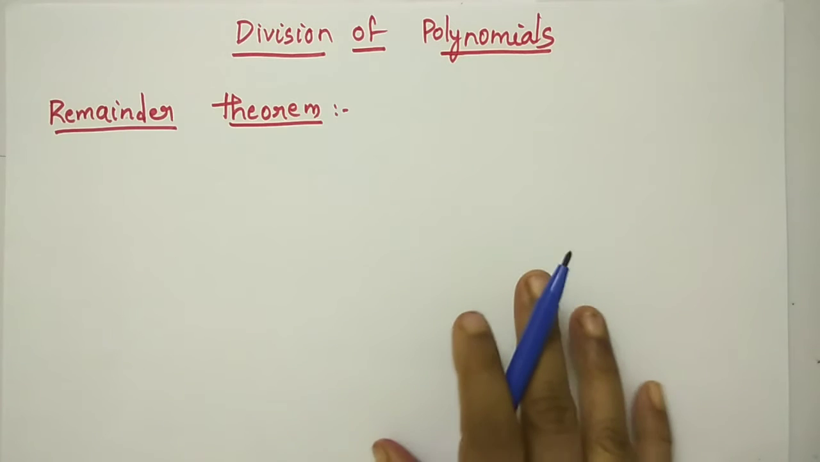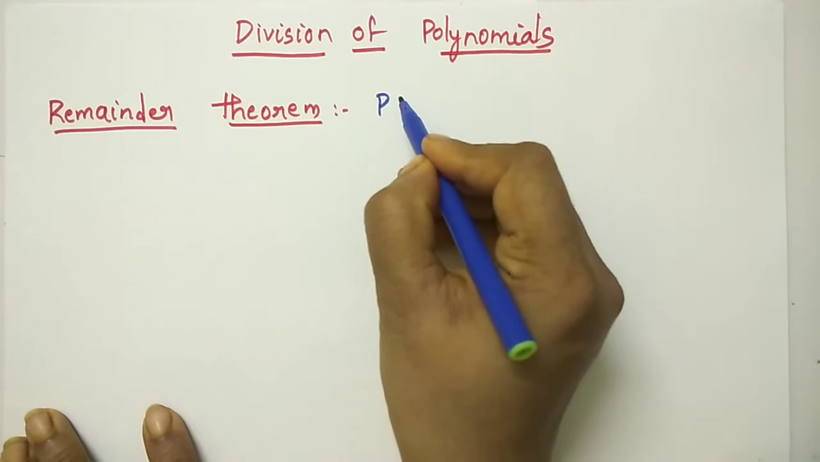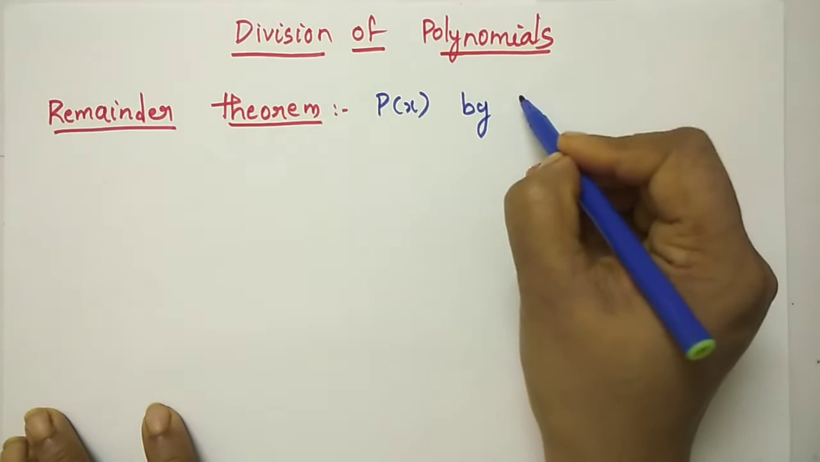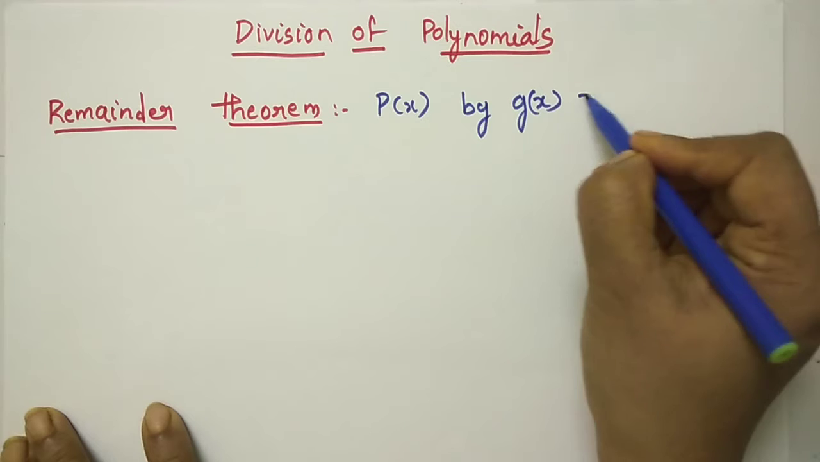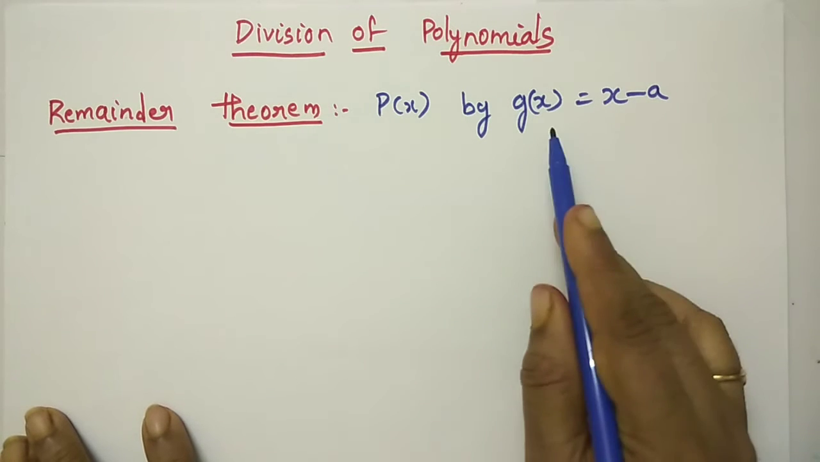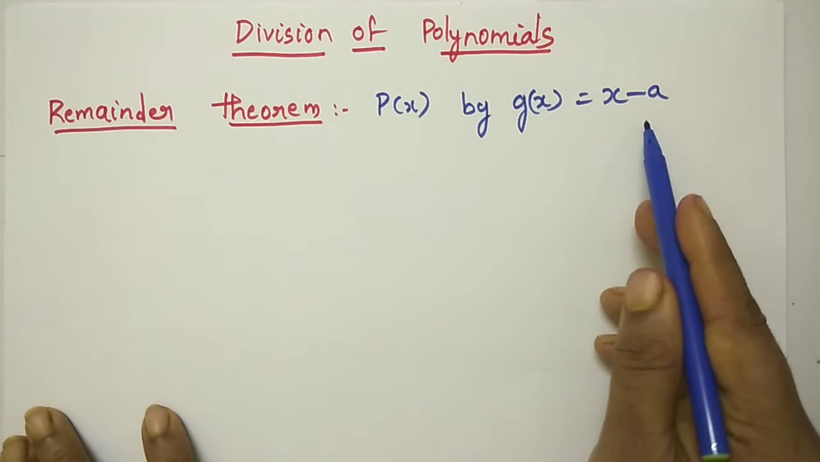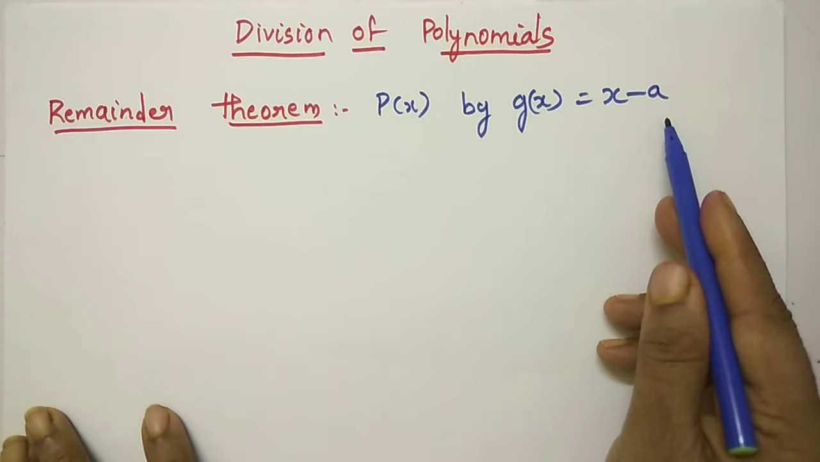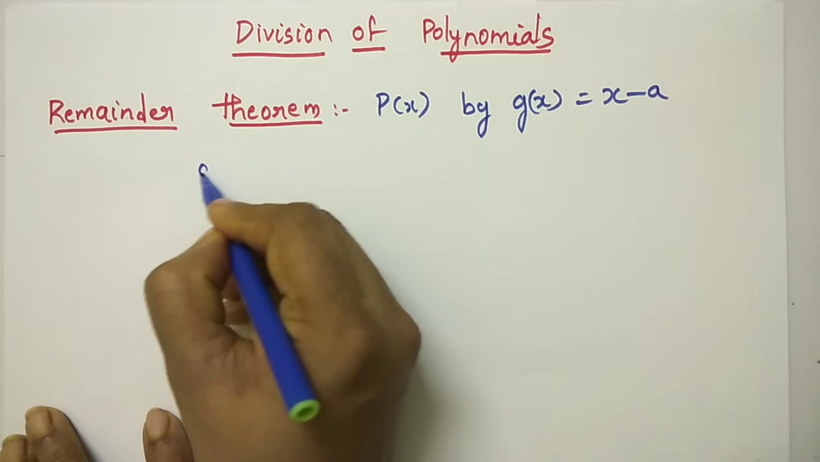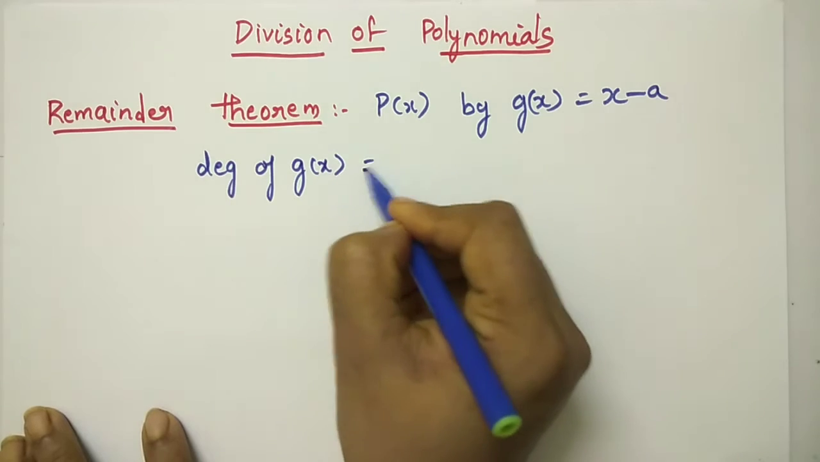Remainder theorem. Suppose a polynomial p of x is to be divided by a polynomial g of x equal to x minus a. If you observe, this polynomial g of x equal to x minus a is a linear polynomial, is it not, in the form of x minus a. Now the degree of polynomial g of x is 1.